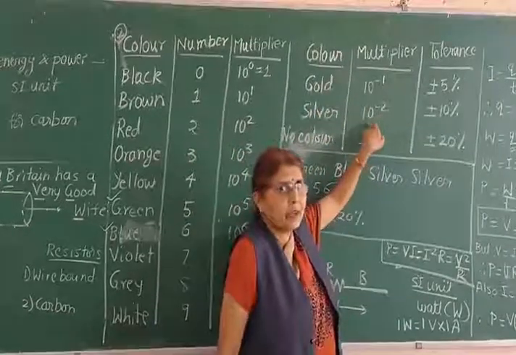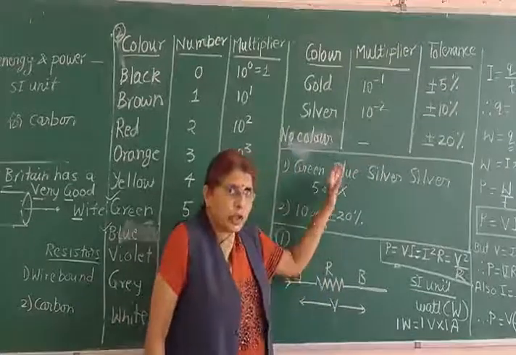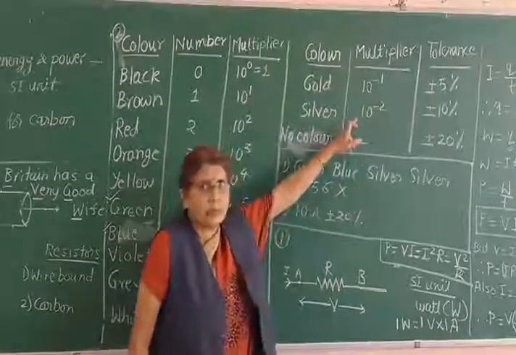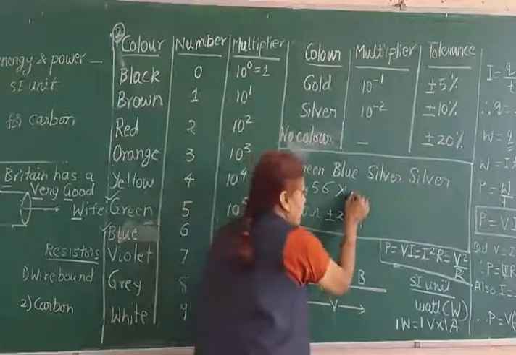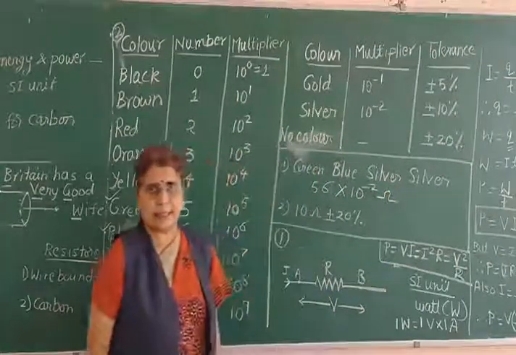What is the multiplier value? 10 raised to minus 2. So these first two digits should be multiplied by 10 raised to minus 2, in ohms. This is the value of the resistance now.